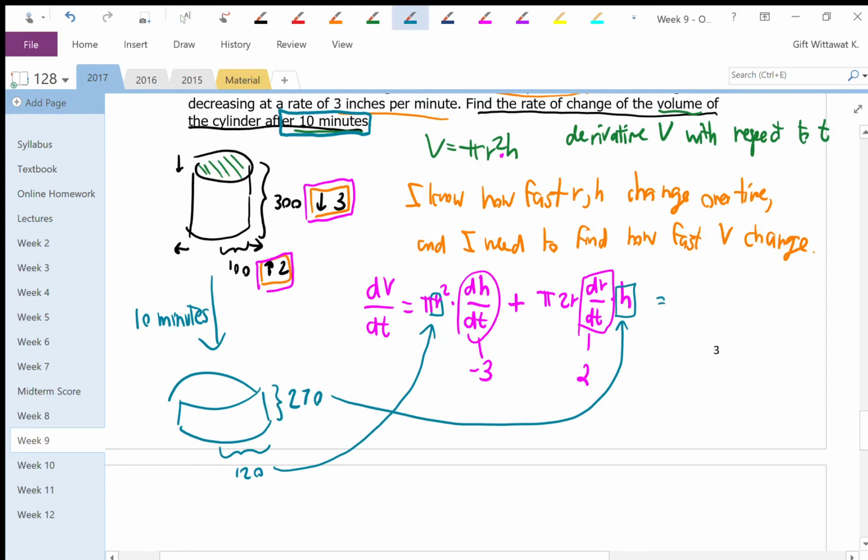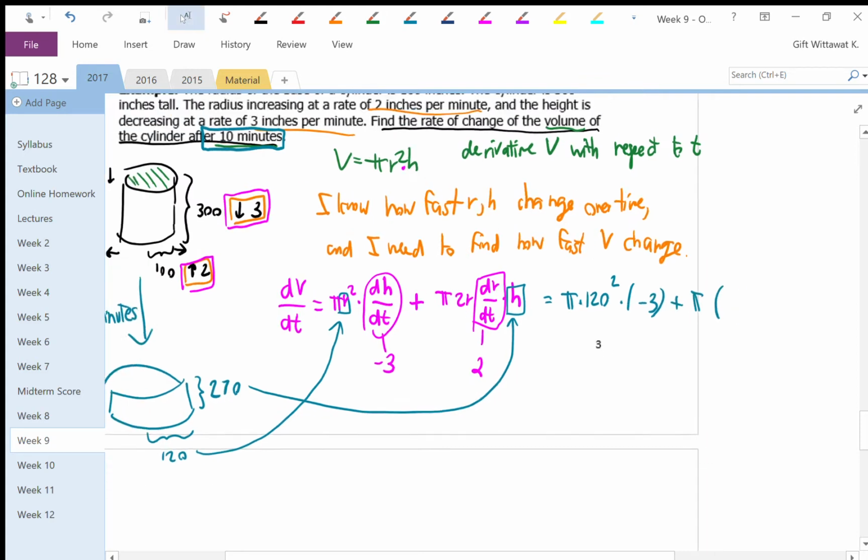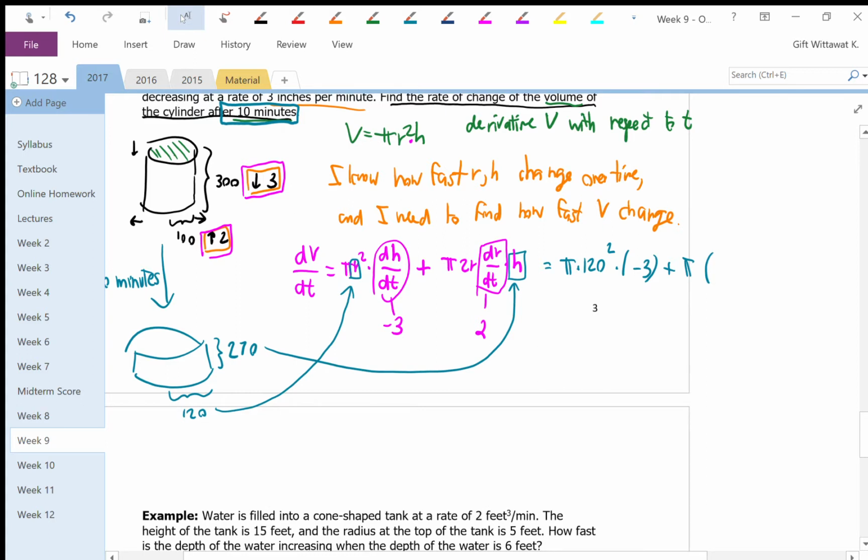I plug the whole bunch in, so that's going to be pi times 120 squared times negative 3 plus pi times 2r, so that's 240, times 2 times h, which is 270.